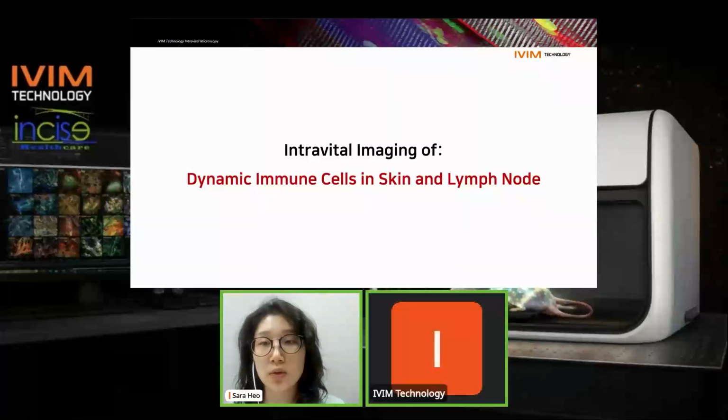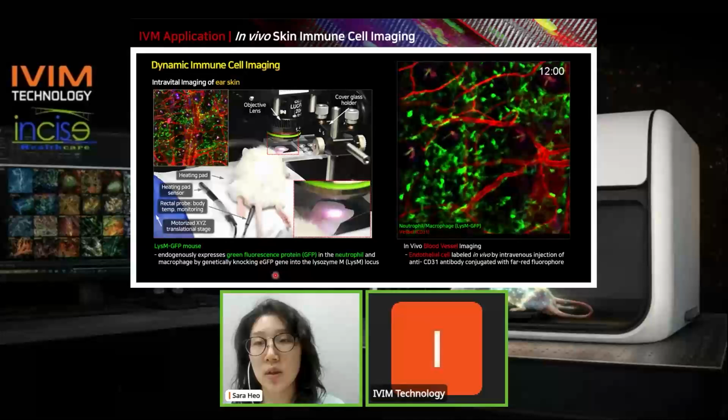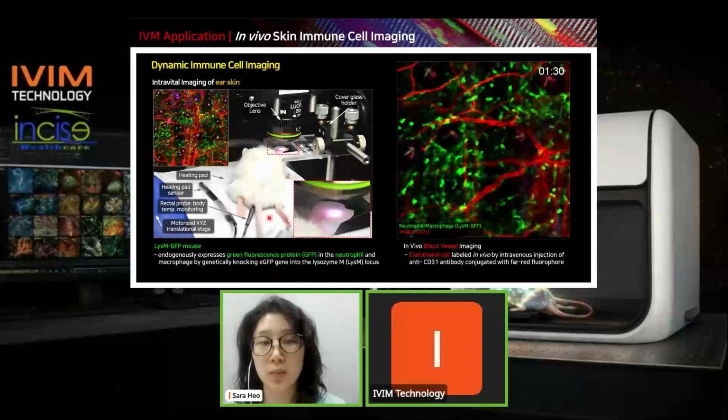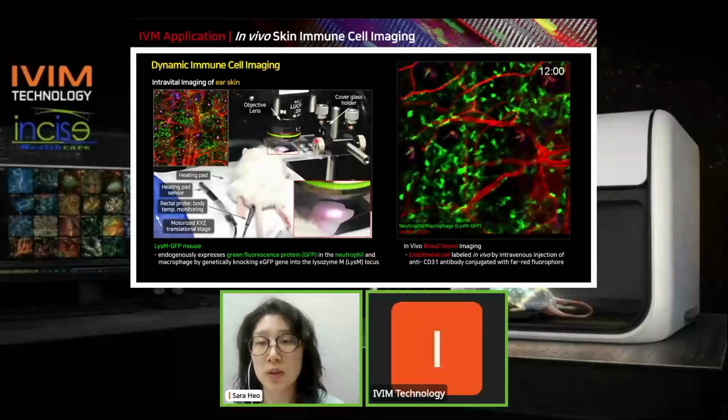So first, I am going to show you the immune cells in skin and the lymph node. So here are some of the images of immune cells in skin. Here the imaging was performed on ear skin with the heating test system to monitor and adjust the temperature to obtain body temperature of the mouse underneath. And this image on the right is the image obtained from ear skin.